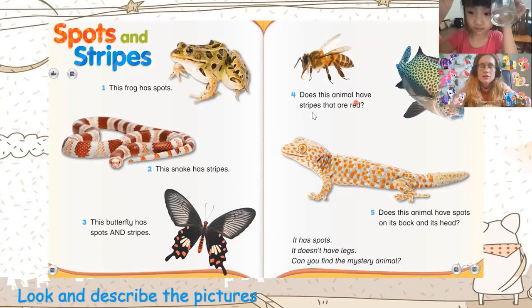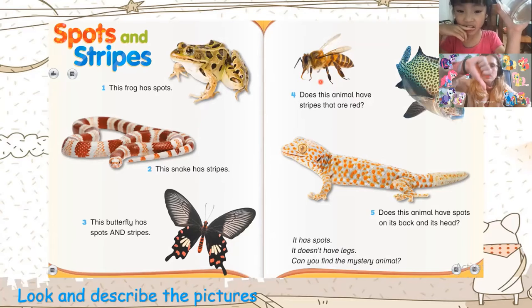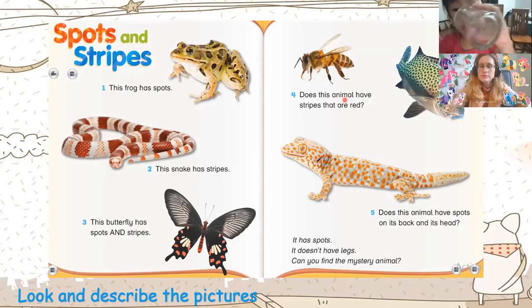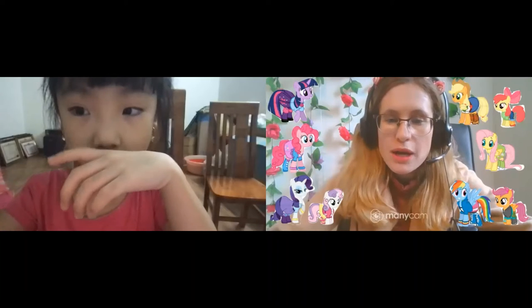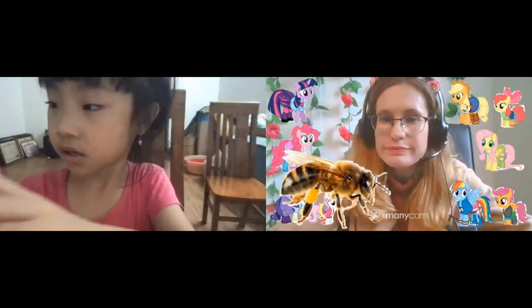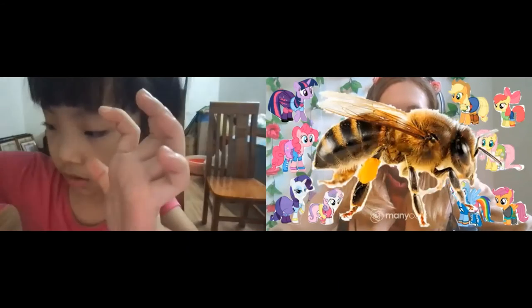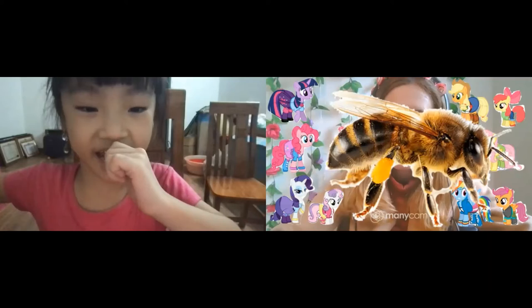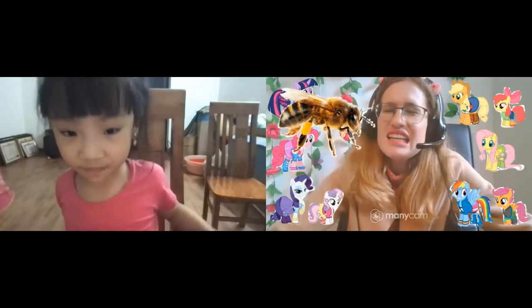Does this animal have stripes that are red? Yes or no? Look at the bee, Sarah. Does it have? No. What color stripes does it have? What color stripes does a bee have? Let's have a look. Black and yellow. Yes.